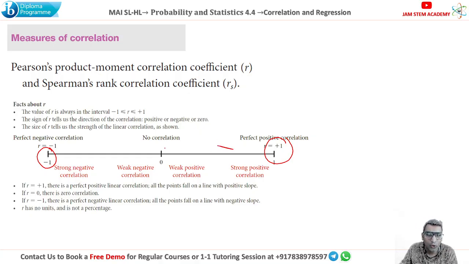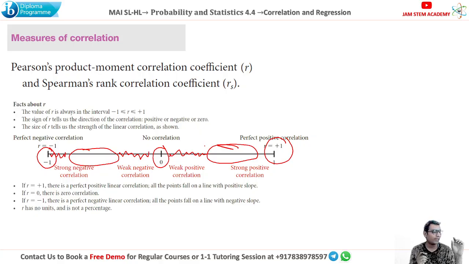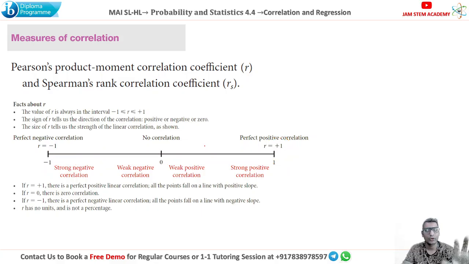If it is close to 0, you can say no correlation, or weak correlation. In this range, it is weak. Here it is strong. In this region, you can say moderate. Similarly here, weak, and in between, moderate. So you can find the measure of correlation by finding this Pearson product moment correlation coefficient using your GDC and comparing that R value in this, whether it is close to 1 or close to 0.